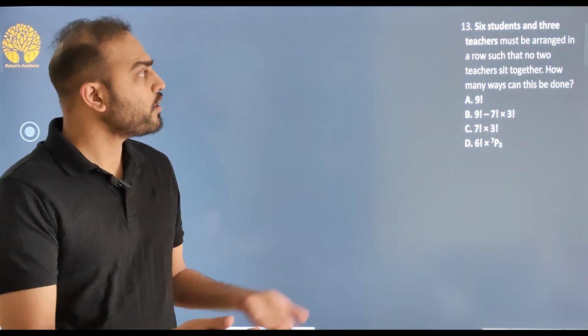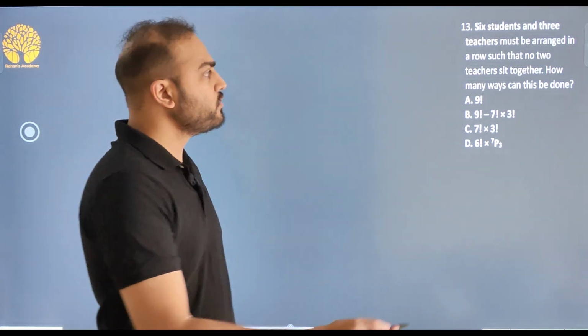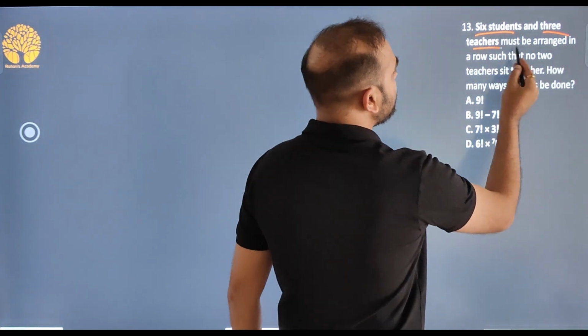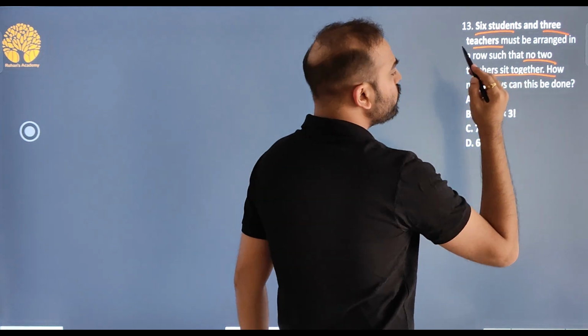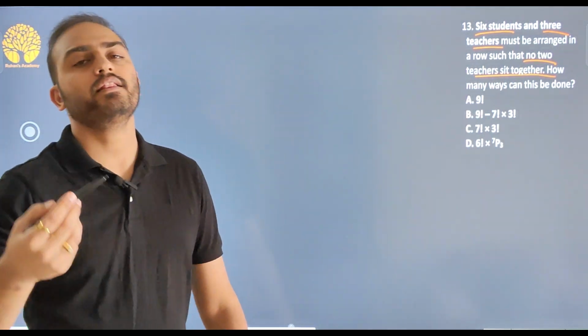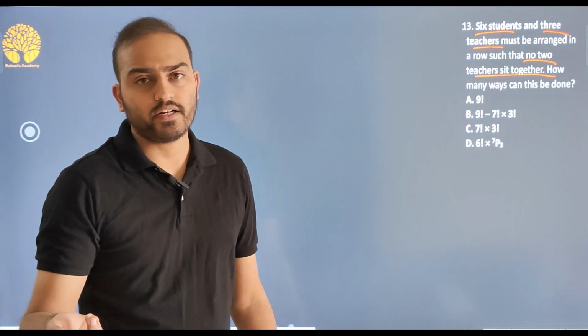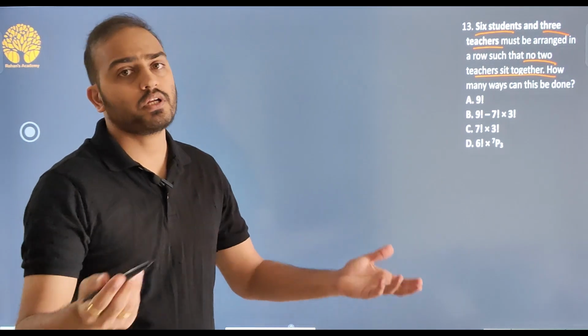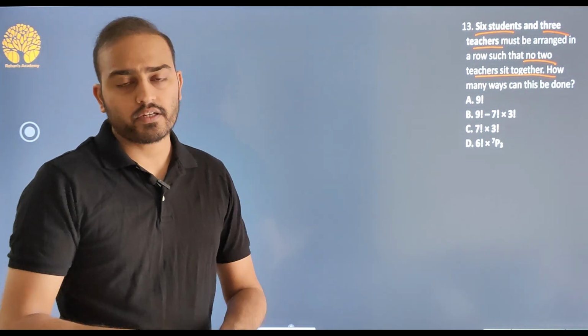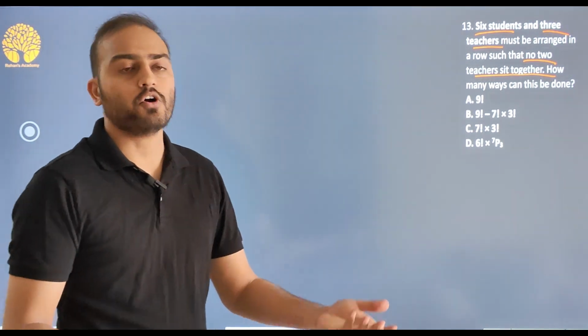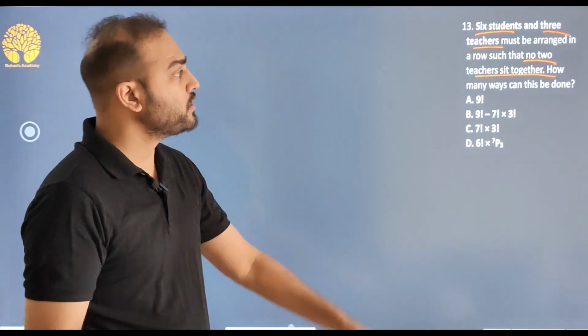Alright, so if you read the question, I think this is what we have solved just now. We have 6 students, 3 teachers, so again 9 people in total. We want to ensure no 2 teachers sit together. Again, think about it. Is repetition allowed? Clearly not, right? Does the order matter? Yes, it matters. Who sits where? The order matters. So we know it is permutation.